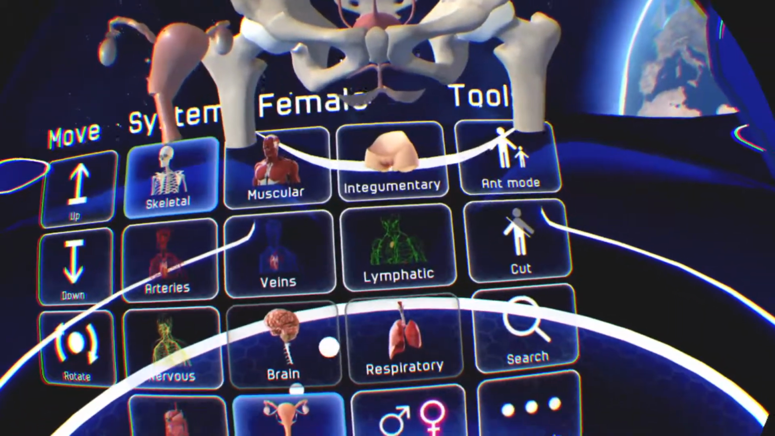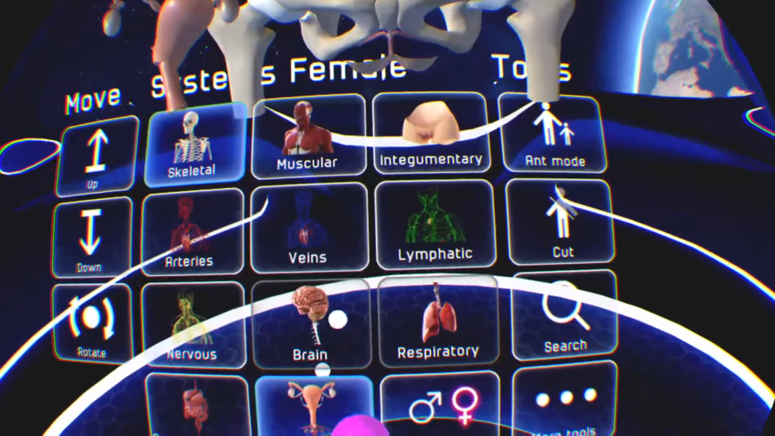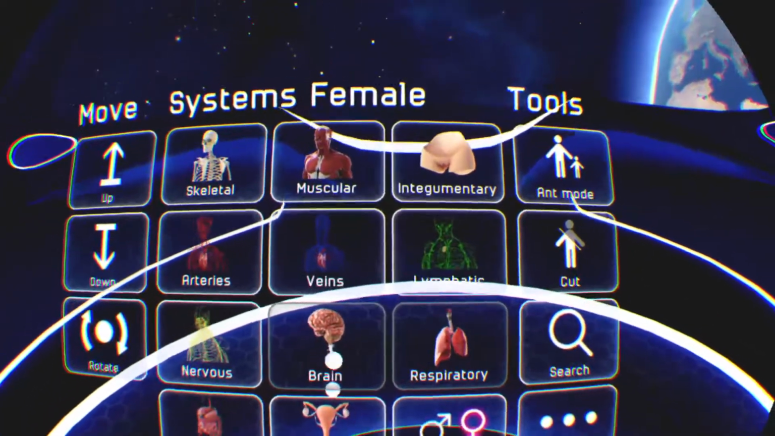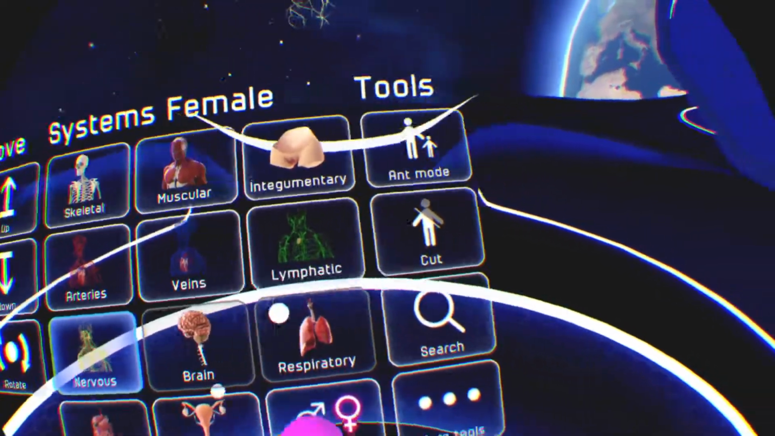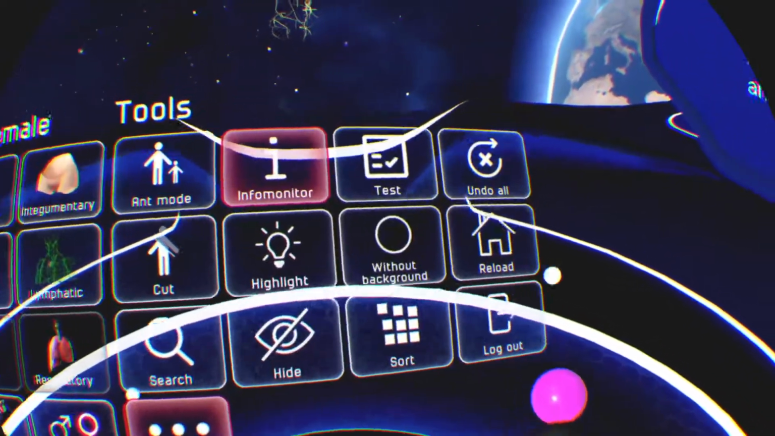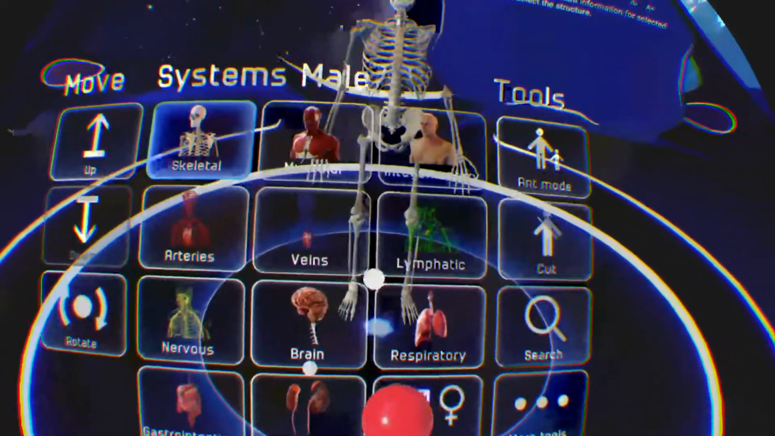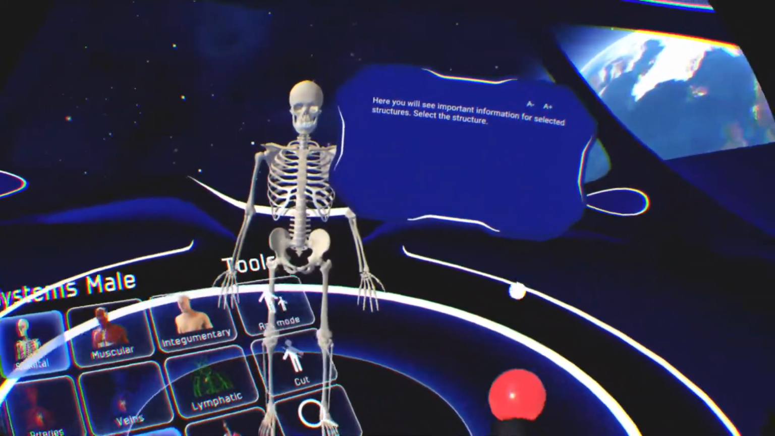Then let's move on to the nervous system. Okay, a little bit of trouble in observing the brain, then we will reset it. Okay, we are going to the brain part first.